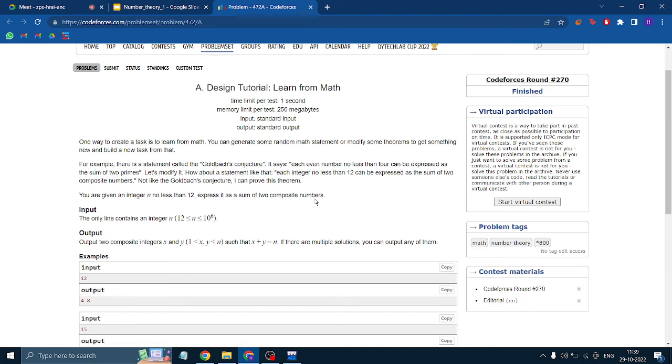The optimal solution is taking the n, and if the n is even, we take n minus 4 and 4. We don't have to check anything. We just know that 4 is composite and n minus 4 will always be composite if n is even. So, anyone got the approach if n is odd? Or I'll explain it now.